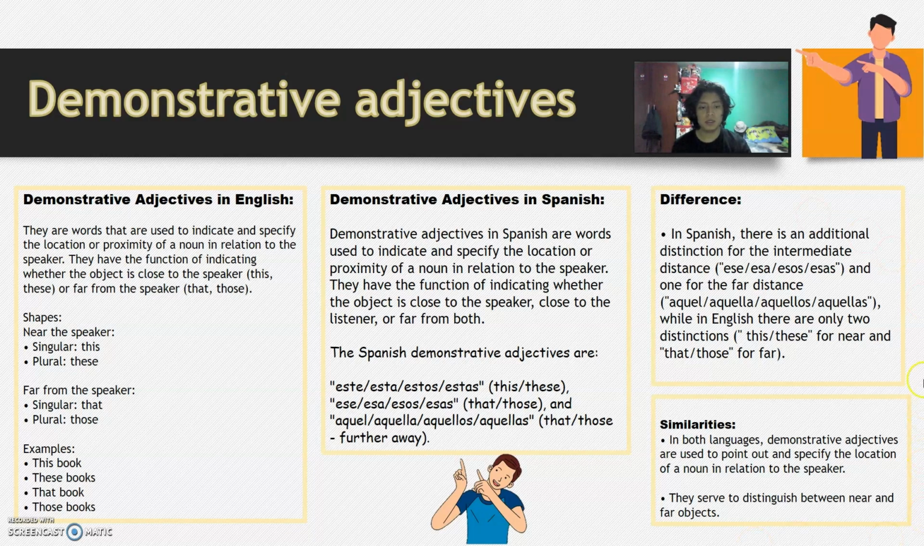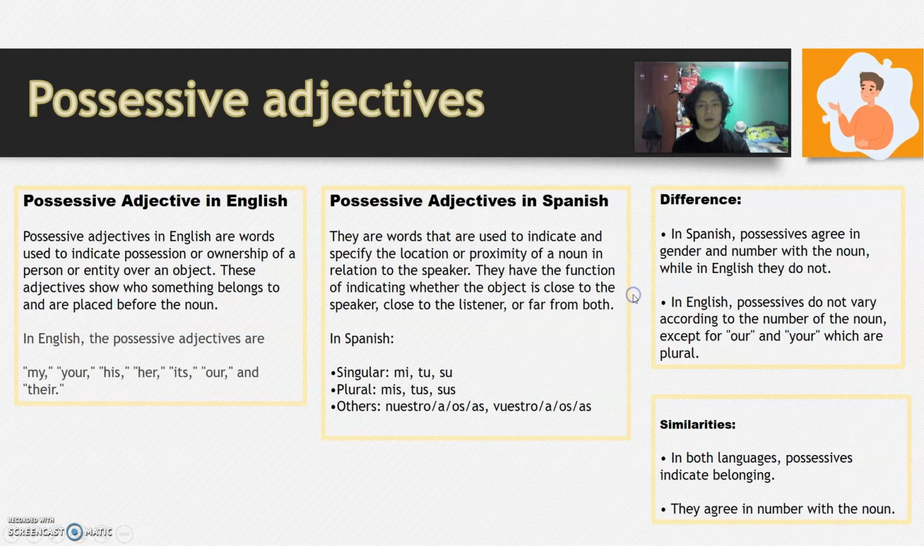The second is possessive adjectives. Possessive adjectives in English are words used to indicate possession or ownership of a person or entity over an object. These adjectives show who something belongs to and are placed before the noun. In English, the possessive adjectives are my, your, his, her, its, our, and their.